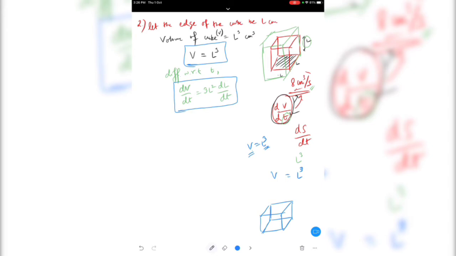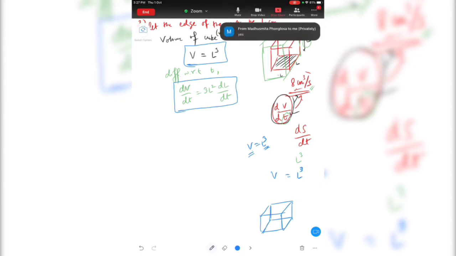So when I am saying that the volume of the cube depends on time, obviously it means that the length of the cube also depends on time, because if the length does not increase or decrease, how can the volume increase or decrease? If the length is fixed, the volume will also be fixed. Am I clear? Yes.